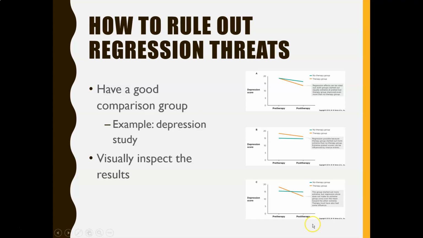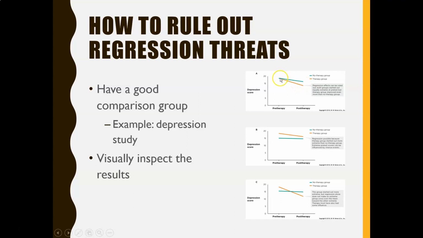So here are a couple of different scenarios that might help clarify whether it's the treatment working or we're seeing regression to the mean. So here's a case where we've got our no therapy group in green and we've got our therapy group in orange. So they both start out at a similar level prior to therapy. After therapy, you can actually see that there's a difference here.